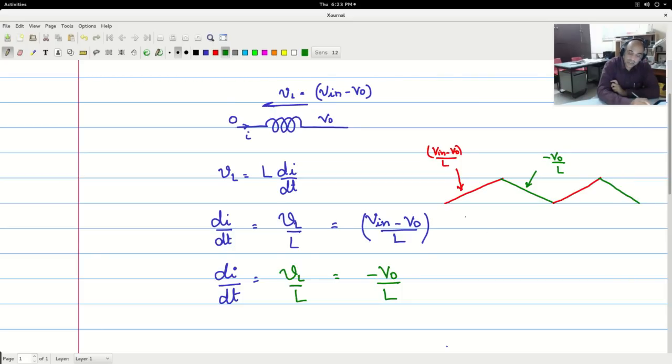So this will be the shape of the current through the inductor. Now what will be the average value? The average value flows through the output, and that is nothing but I naught.